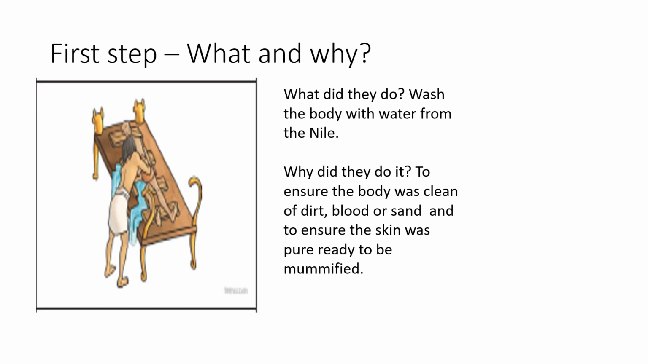So we're just going to quickly recap each step of these first three steps, what they did and why did they do it, because as we know in explanation text, it's not just about telling them what to do, it's giving them a reason why, an explanation as to why I am doing something. So we've got what did they do? They washed the body with the water from the Nile, nice and easy. But why did they do it? It was to ensure the body was clean of any dirt, blood, sand, anything that would have made it harder to mummify, and then that would ensure the skin was ready and pure to be mummified. So that was the first step with our what and why.